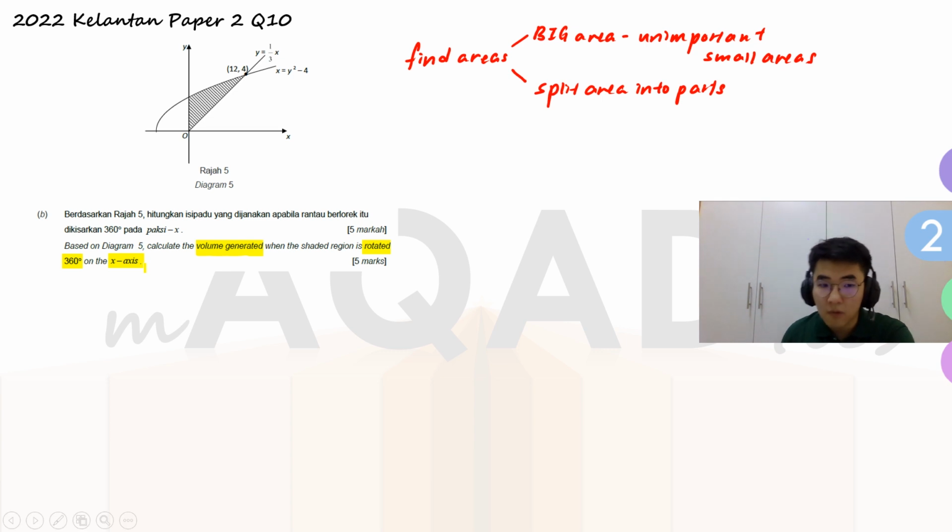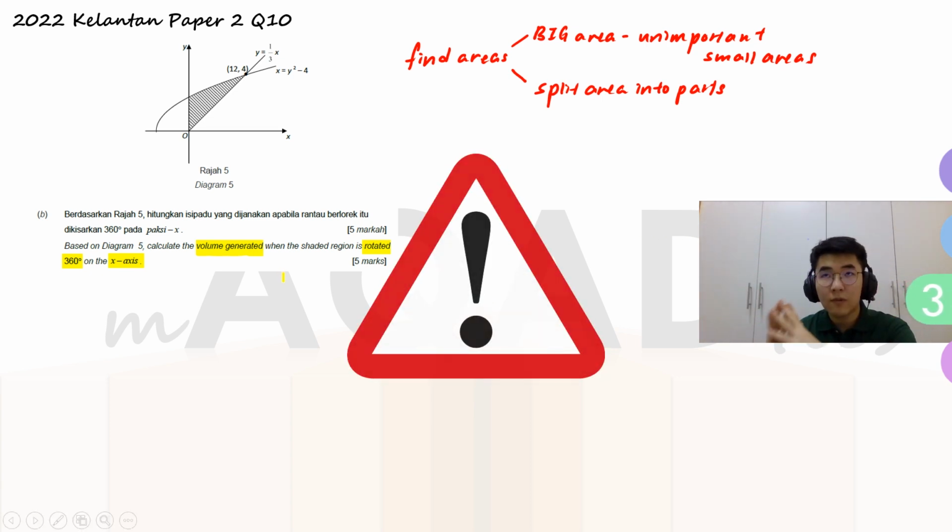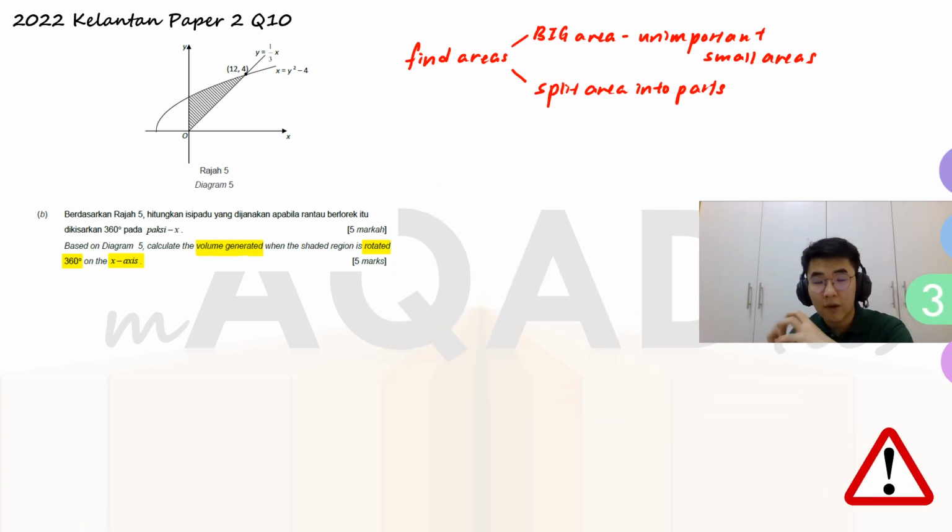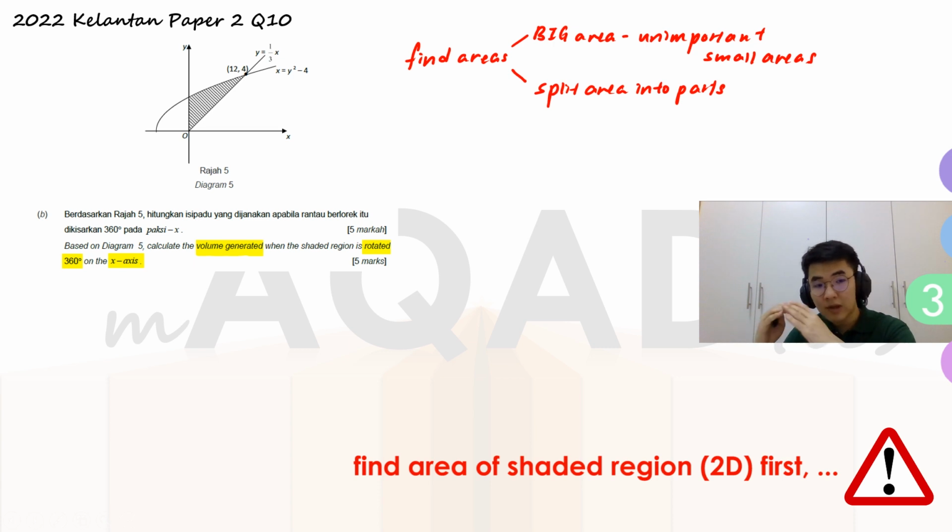So a good thing for volume questions is that we don't need to specify which axis we need to use because it will be given, unlike the previous question. Alright, so to find the volume generated, let's view this question as finding the area of the shaded region first. From a 3D view, we change it to a 2D view first. Okay, so to find the area of the shaded region for this question, we can use the first way, big area minus the small unimportant areas.